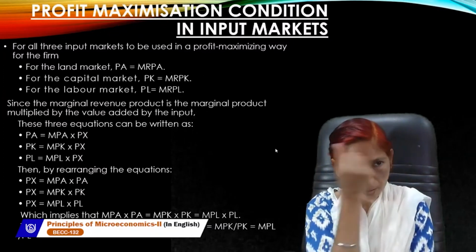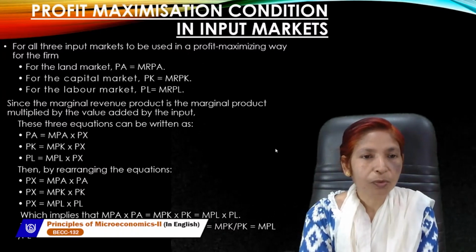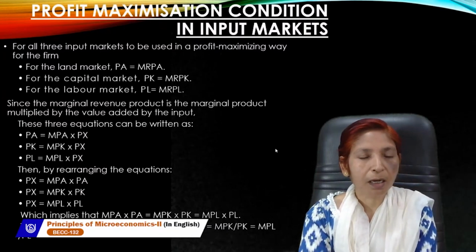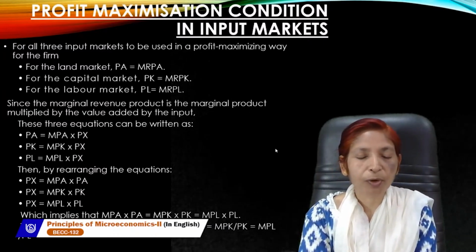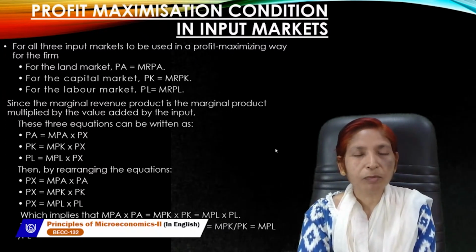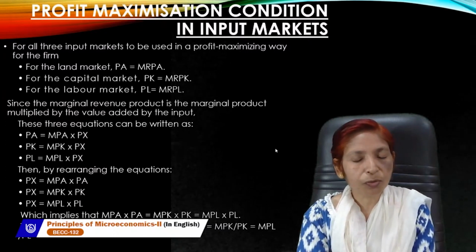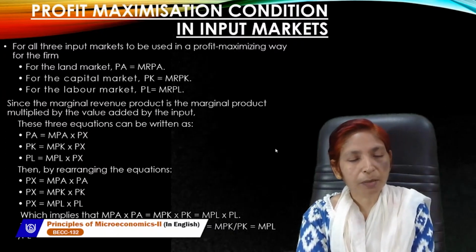For the land market, the price of land is equal to MRP, the marginal revenue product of A. A is the land area. Here the price of an acre of land is equal to MRP, the marginal revenue product of land area. In the capital market, the equilibrium or profit maximizing condition is where PK, the price of capital, is equal to MRP K, which means the marginal revenue product of capital.